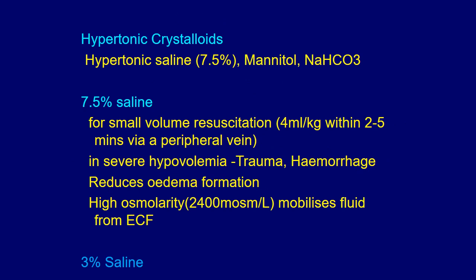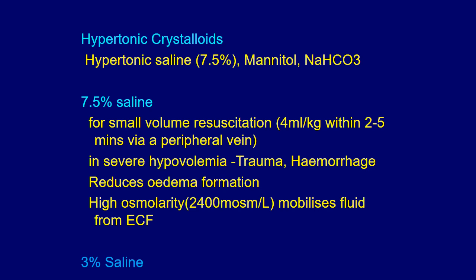So, what are examples for hypertonic crystalloids? We have hypertonic saline, which could be 7.5% saline or 3% saline. We have mannitol, we have sodium bicarbonate. So, look at 7.5% saline. It is good for small volume resuscitation. For instance, you can give 4 milliliters per kilogram within about 2 to 5 minutes via a peripheral vein. So, you can give a small volume and resuscitate the patient's volume loss.